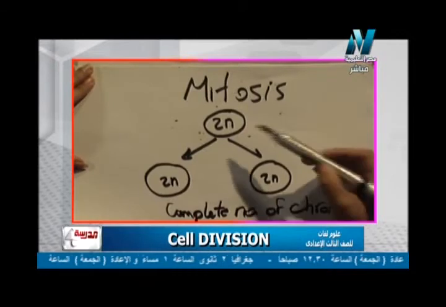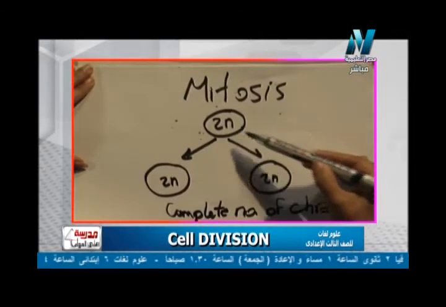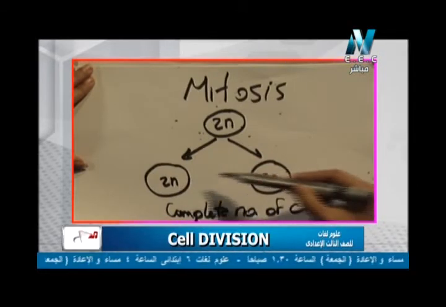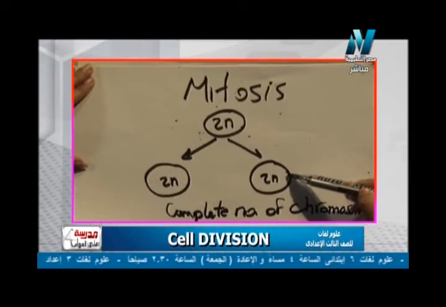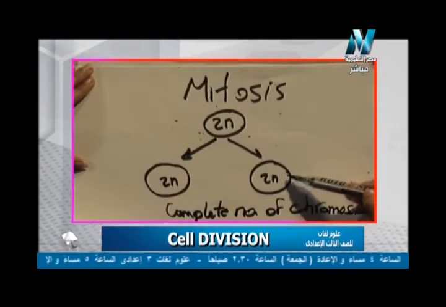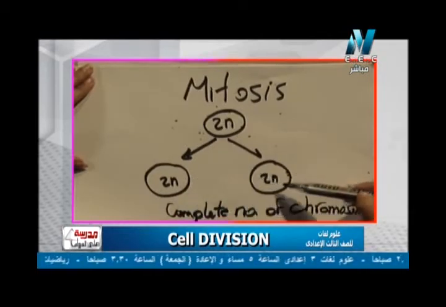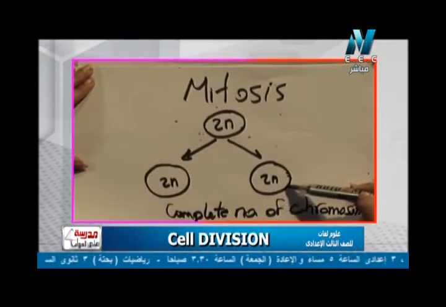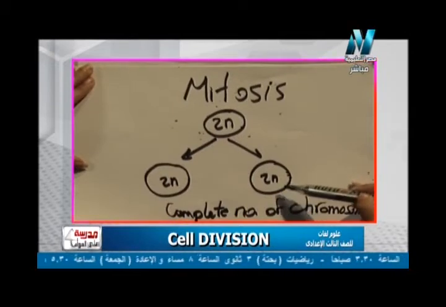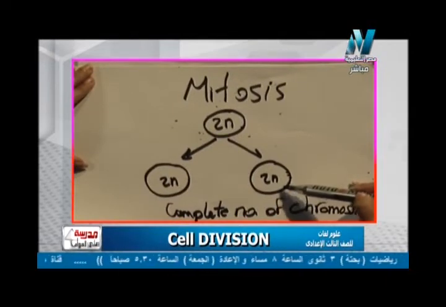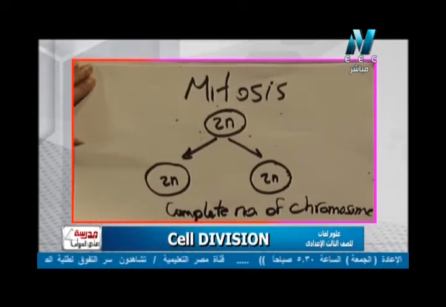Okay, so this is the starting cell. We start with it to produce 2 identical cells by mitosis having the same number of chromosomes. So what is the importance of mitosis? The cell increases in number to compensate for damage, or for growth, or to complete asexual reproduction. Okay? So let's quickly revise again.